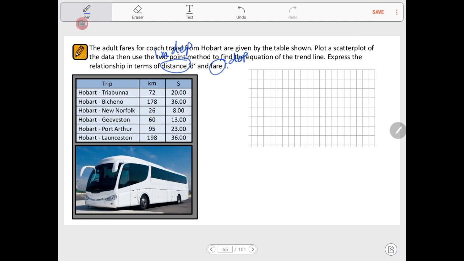Righto, now that means that the fare goes on the y-axis, and this is fare in dollars, and the distance goes on the x-axis. So let's scale these. I'll just put the units in for distance there, distance in kilometres. We're going to scale these.